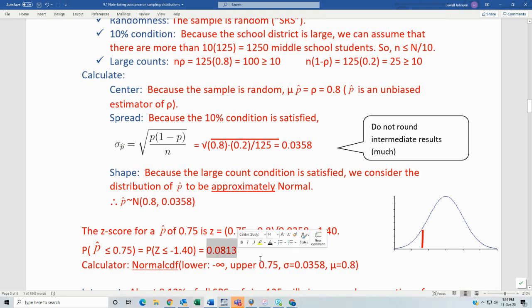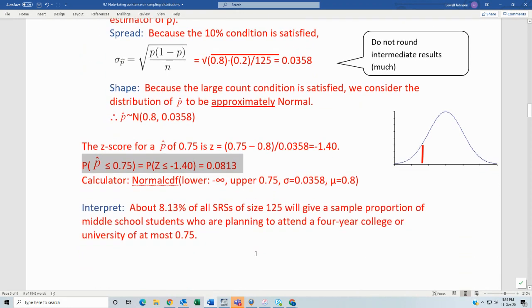That is my probability. But you also have to write a complete probability expression like this. The probability of getting a p-hat less than or equal to 0.75 is equal to the probability of getting a random z less than or equal to minus 1.4, which is equal to the probability my calculator gave me. Then I have to finish with an interpretation, that is my answer in context.